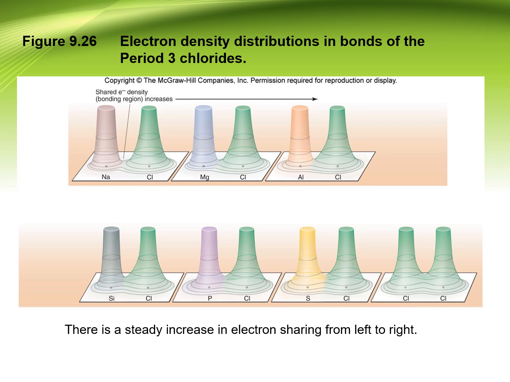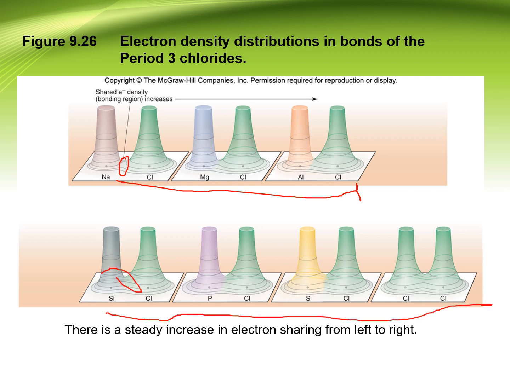Okay, as you can see here, the electron density in this region of the bond increases across the period, and the electron density in this region also increases across the period, since the electronegativity increases across this period from Si to Cl. So that's why the electron density in this region increases in the bond.